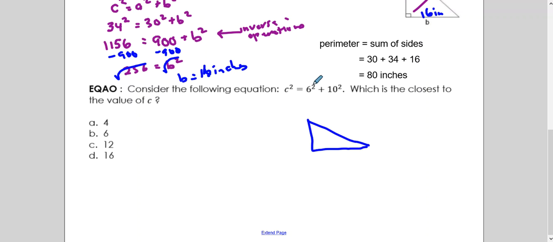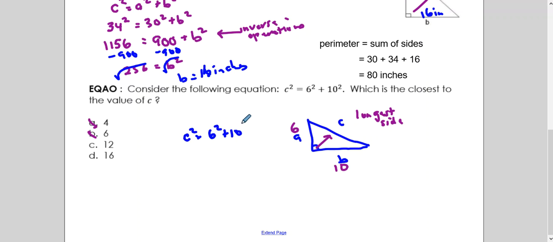So here, if I'm looking at this, where's side C? Well, that's what I have, right? Let's say that this is 6 and this is 10. So which is the closest? Well, this has to be opposite my right angle, but also has to be the longest side. So if it was 4 or 6, that wouldn't make any sense. So now we can go and actually try to solve this if we wanted to.